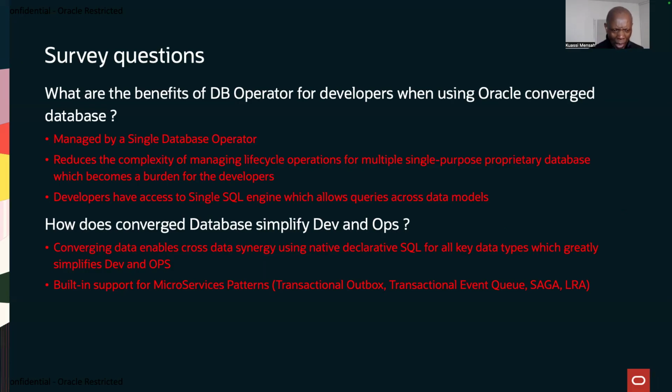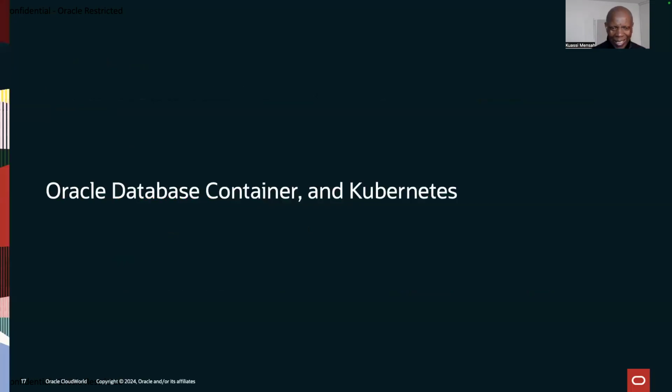Okay. And then how does Oracle DB simplify DevOps? You can see converged cross-model query, right? Built-in microservices patterns. I don't have time to go over the microservices patterns, but you can see some of them here, such as the Saga engine. And I can tell you that Saga in the database reduces your microservices coding by 80%. Trust me. Okay, now let's talk about Oracle Database containers on Kubernetes.